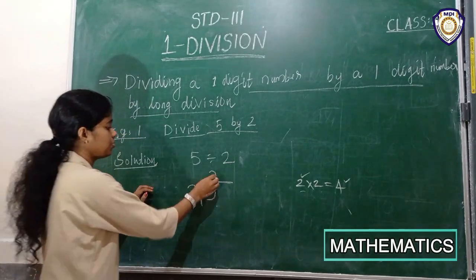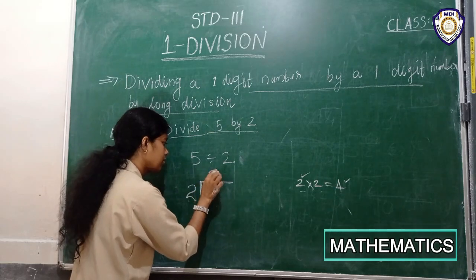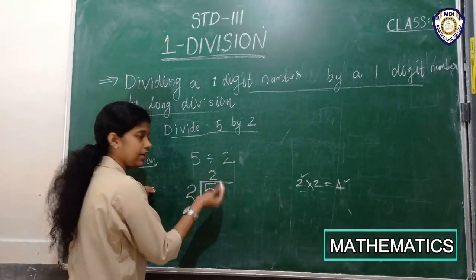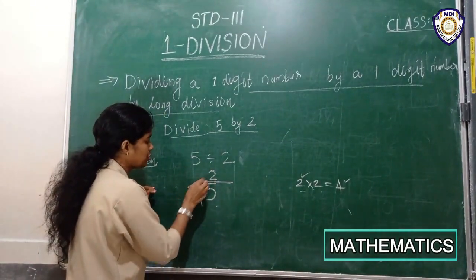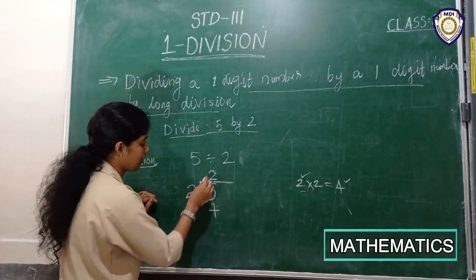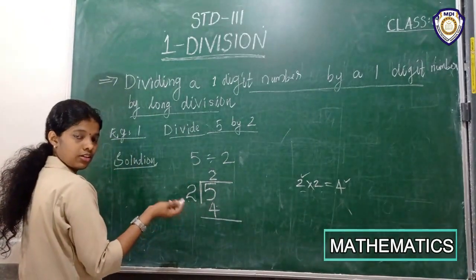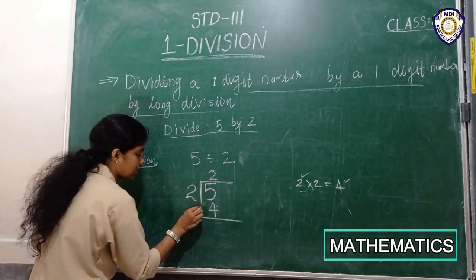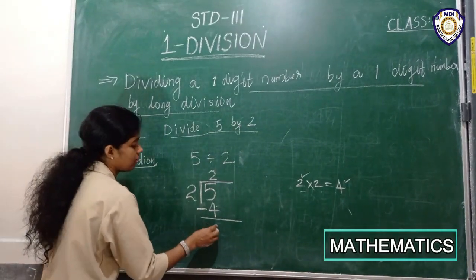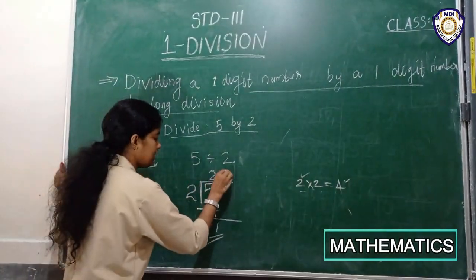Okay. 2. Then write 2 in the ones place. Write 2 here. Then 2 into 2. 2 twos are 4. Then division is repeated subtraction. Subtract 4 from 5. 5 minus 4 is 1. Okay, 2 is the answer.